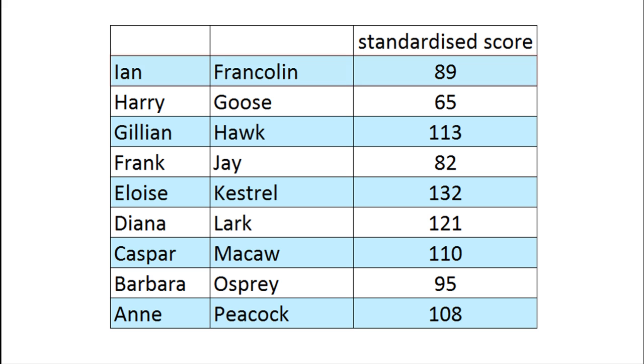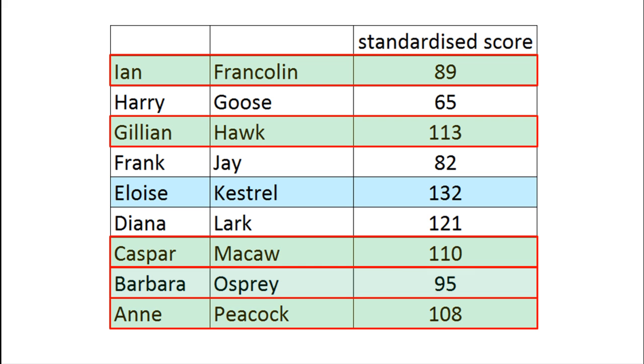If we look at Ian, Gillian, Casper, Barbara and Anne, we can see that they have scores that lie between 85 and 115, thus we would consider them all to be average. However, it is also worth noting that a difference between any two scores of more than 15 we would consider significant. So for example, Ian has a score of 89 and Casper has a score of 110. Well, that's a difference of 21, that's more than 15, that's a significant difference in standardised score.